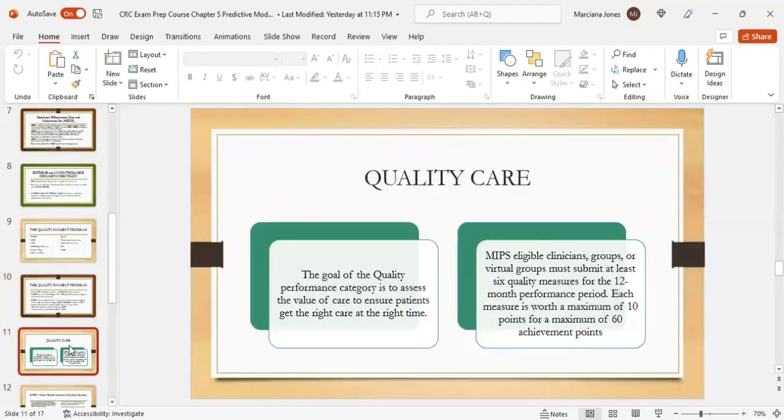Quality care. Now, there is a category called quality performance, and the goal of that category is to assess the value of care to ensure patients get the right care at the right time. MIPS eligible clinicians, groups, or virtual groups must submit at least 6 quality measures for the 12-month performance period.